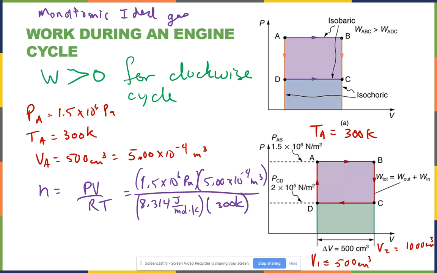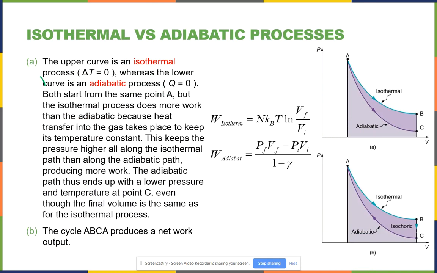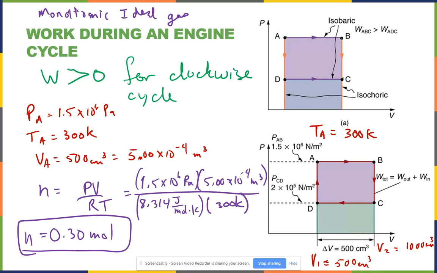So what do I get for the number of moles here? I just made everything up, but just want to make sure we're going through some calculation here. Okay, so we got the number of moles. That's, of course, not actually the goal here. It's just a starting point. Now we go from A to B. How much work is involved going from A to B?